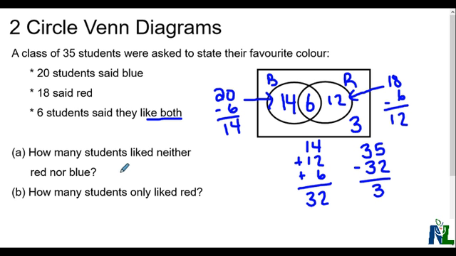Now, we can use our Venn diagram to help us determine how many students like neither red nor blue. Well, that is this number right here. That is the 3 that's outside the circles. They like neither red nor blue. How many students like only red? Well, what we're interested in is this part of the Venn diagram right here. Because we know 18 students like red altogether, but we don't want to include the 6 here because they also like blue. So there's only 12 people who like only red.